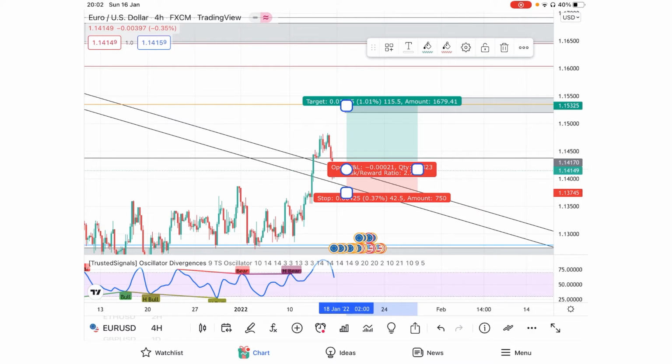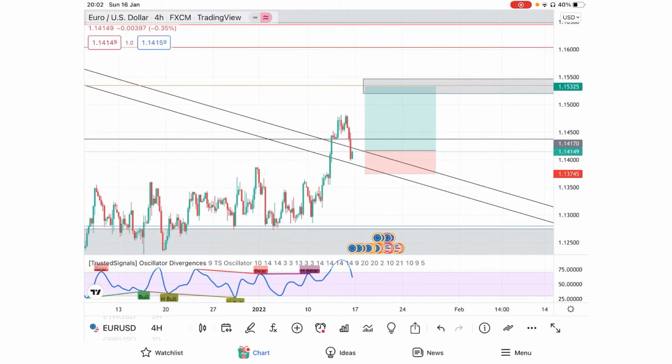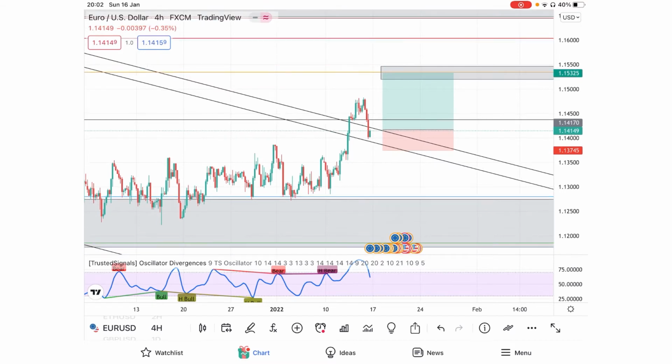This is our possible entry if we get some bullish candlestick patterns for a buy. But keep in mind that EURUSD might just flush back into the channel and then trend here. This is just a possible entry. It's not confirmed yet. This is something that I would just look at.